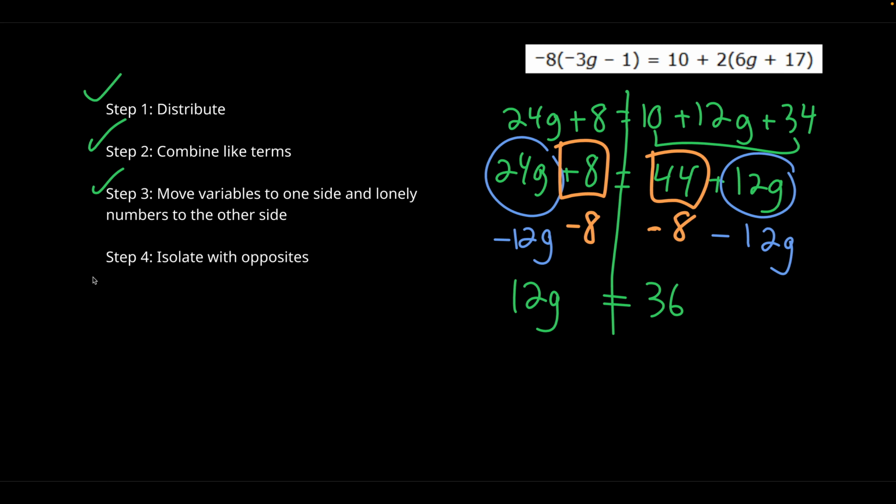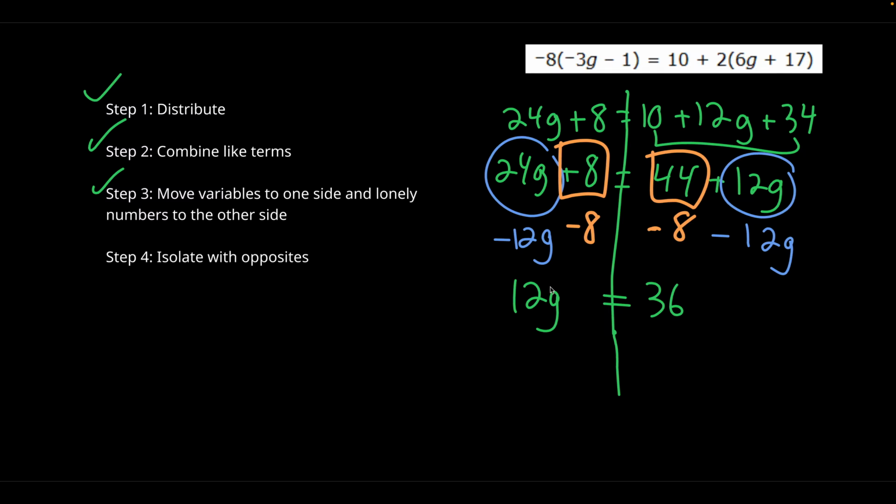What I mean by isolate is the variable, the letter, wants to be by itself. But right now it has a 12 stuck right next to it. So we need to figure out a way: how do I move this 12 to the other side? How do I move this 12 across the wall? Well, we're going to do the same thing we did above, which is opposites.